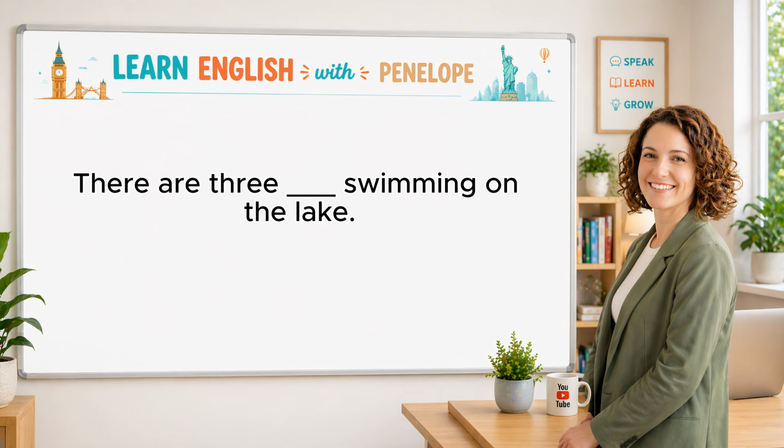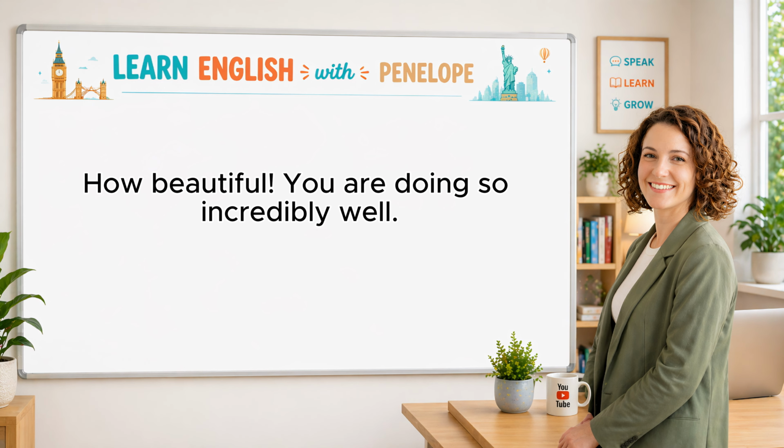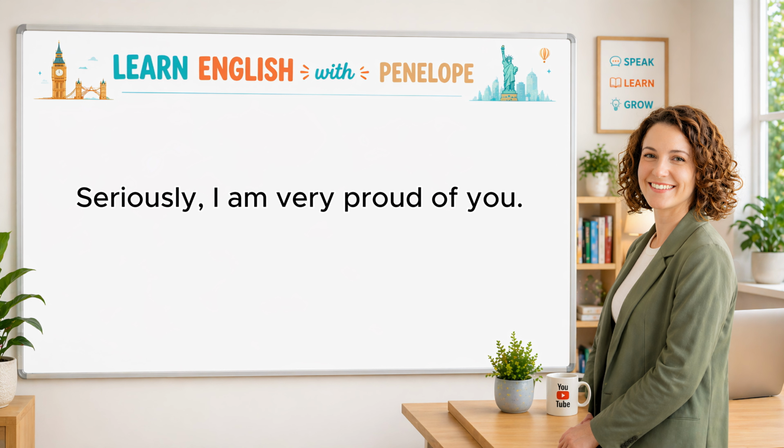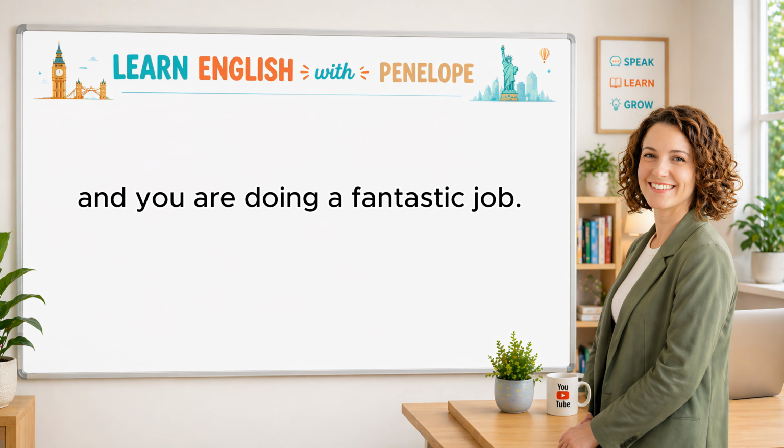Look, there are 3 swimming on the lake. Is it goose or geese? That is right. Geese. 3 geese are swimming. How beautiful. You are doing so incredibly well. Seriously, I am very proud of you. Not everyone gets these right the first time, and you are doing a fantastic job.